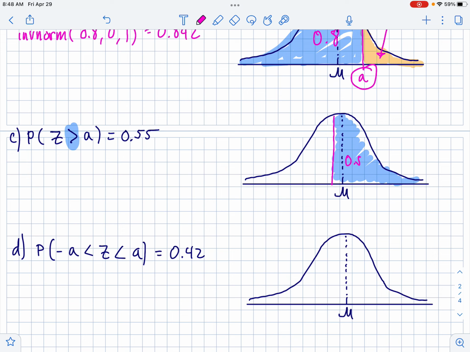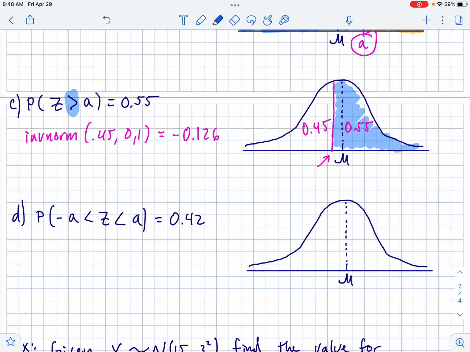Now, once again, that means this side is 0.55, and we can't get invNorm to do the right-hand tail, so we have to do the complement. We have to do 0.45. So invNorm 0.45, 0, 1. This is negative 0.126. So that's that spot right there. It's 0.126 standard deviations to the left of the mean.